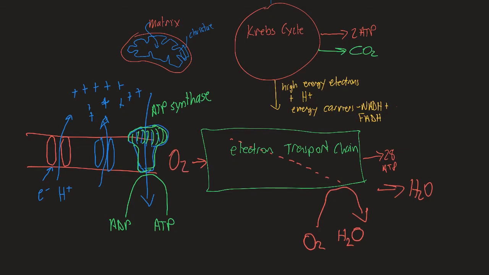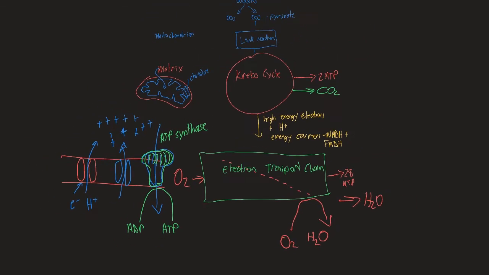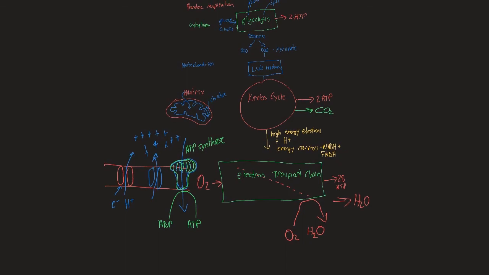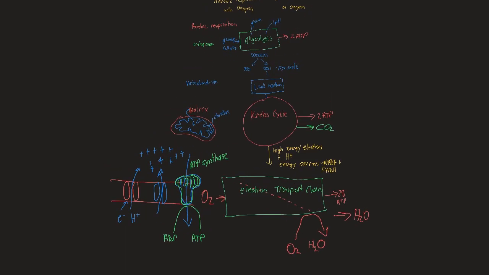Interestingly, oxygen doesn't come into it until right at the very end, but you can see why it's important to have oxygen, because we have such a high yield of ATP when oxygen is present. This is aerobic respiration.